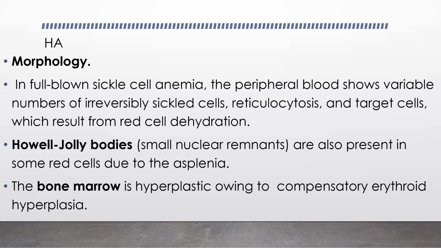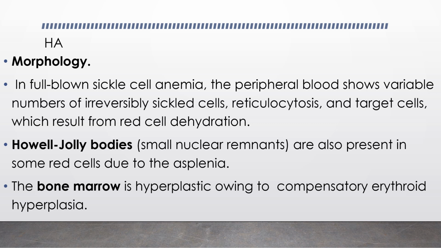Peripheral blood smears show variable numbers of irreversibly sickled cells in full-blown disease. There will be reticulocytes in the blood because a lot of new RBCs are being formed. Target cells result from red cell dehydration. Howell-Jolly bodies, small nuclear fragments, are also present in some red cells due to asplenia. We'll see that. These are nuclear remnants because the cells are coming in too quickly and the nucleus has not been totally removed.